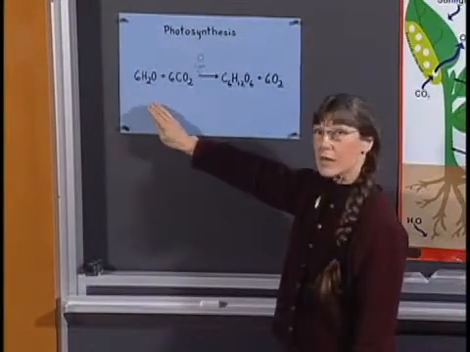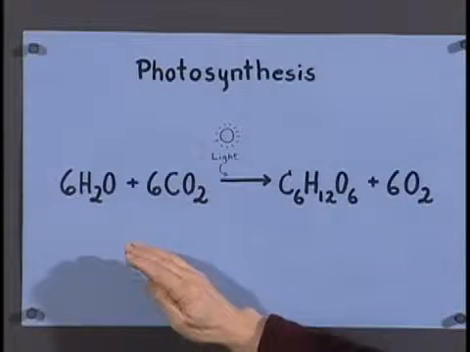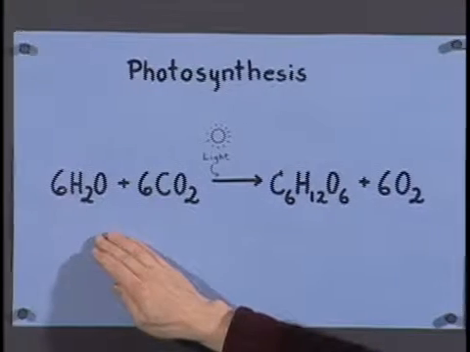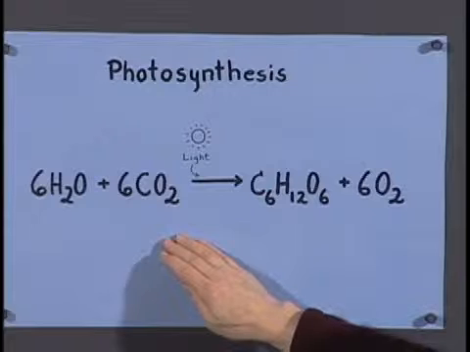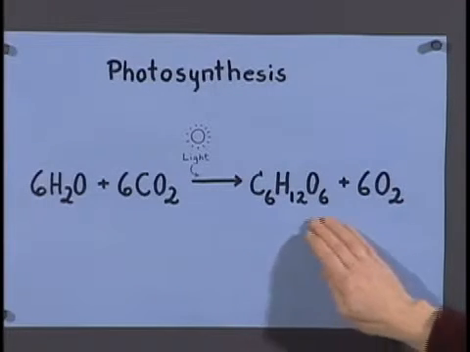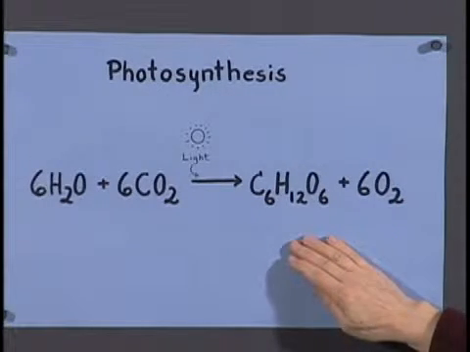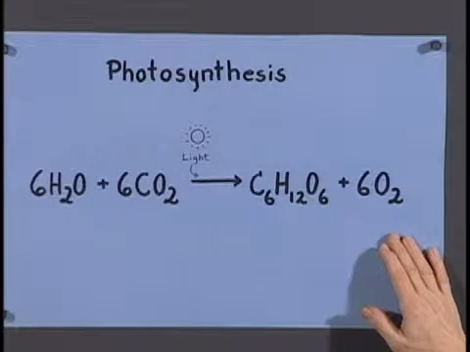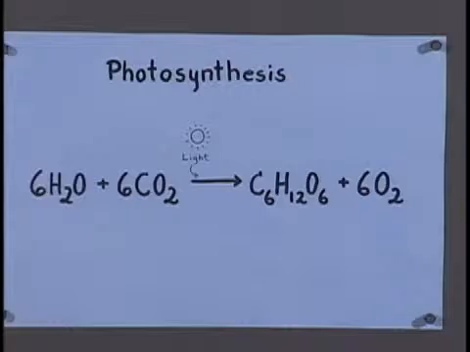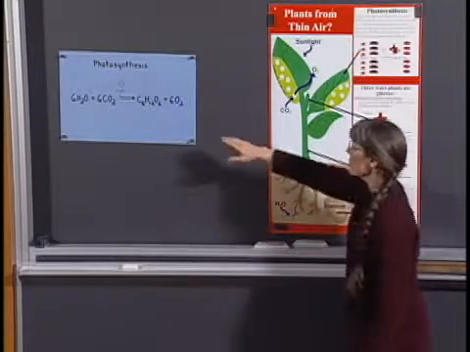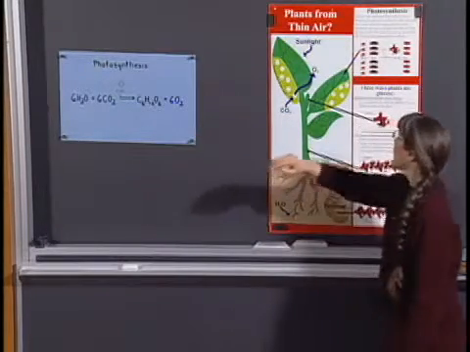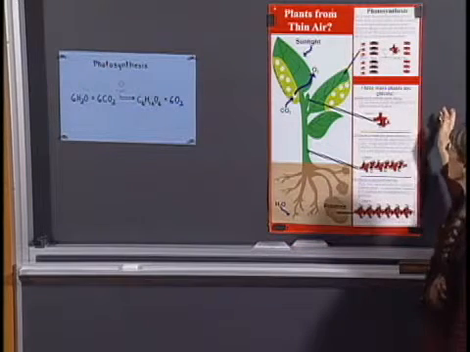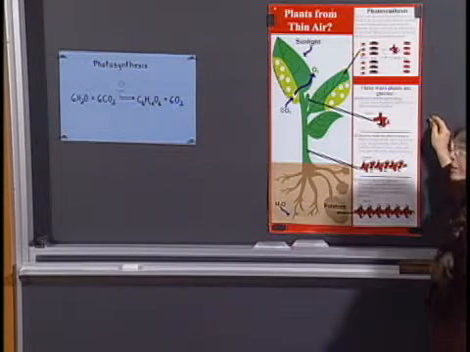Looking at photosynthesis here as the equation that you are familiar with, 6 water molecules, 6 carbon dioxide in the presence of light produces this molecule of glucose with 6 oxygen molecules left over. And when you stop and think about it, this glucose molecule can be used in the plant, and shown in this diagram over here, in 3 different ways.